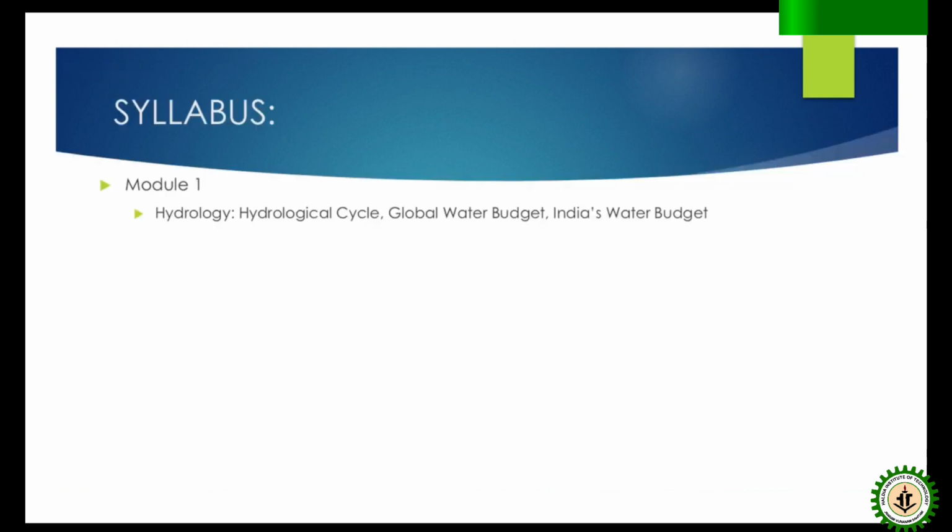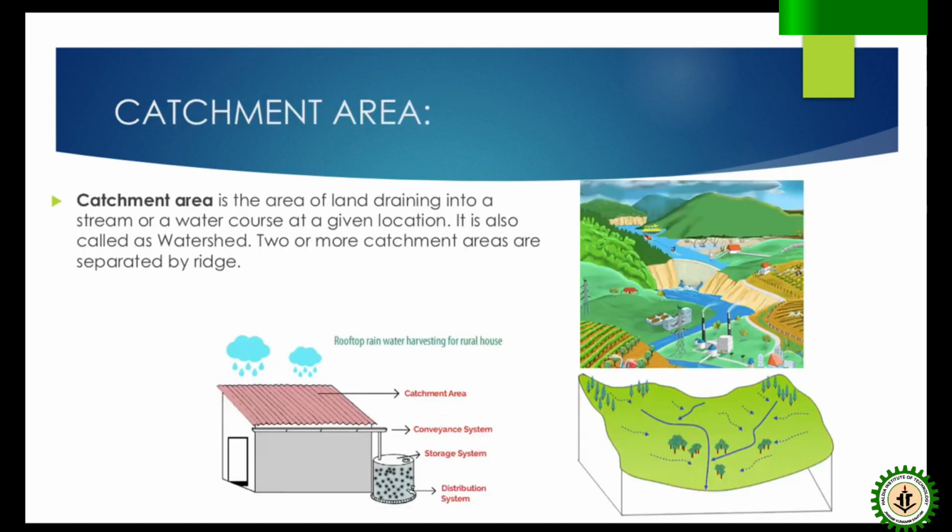In the last session we have seen hydrology and what is the hydrological cycle. We have also seen some definitions of terminologies related to it. So today we will see what is global water budget and India's water budget. Before that, we should first understand what is catchment area.